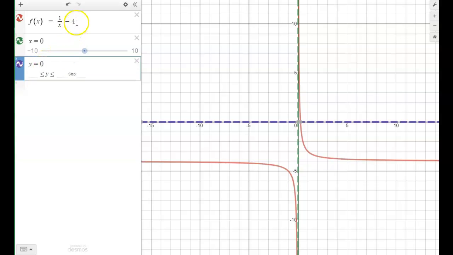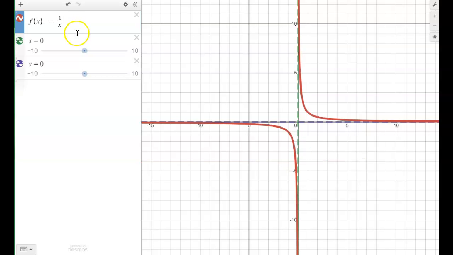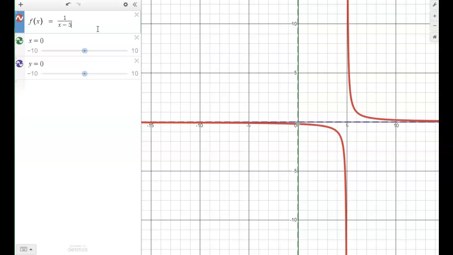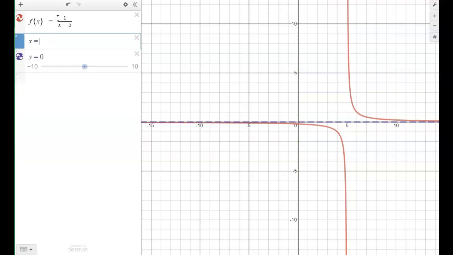All right, so let's reset it back to where it was. Now, what if instead of adding or subtracting a number to the function, you just add or subtract a number to the x? Let's say I subtract a number from x, like -5. Well, now my graph has been shifted over, and my green vertical asymptote, which was originally here at 0, is now going to be shifted over to 5.